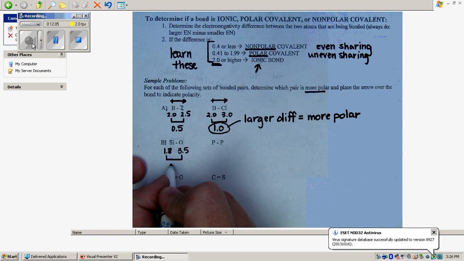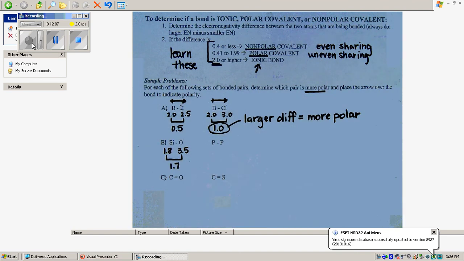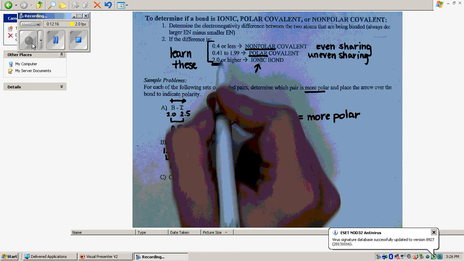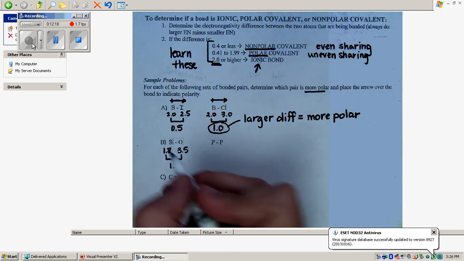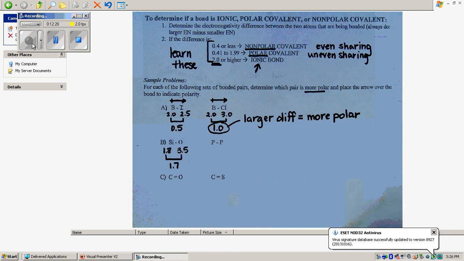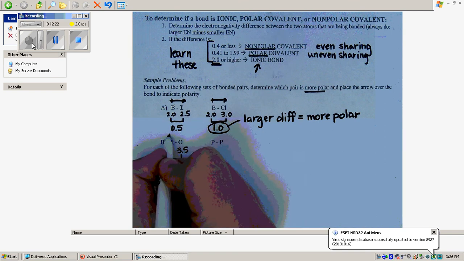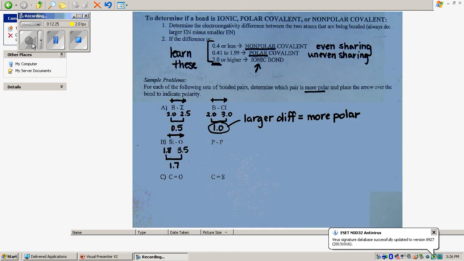Subtract those two. This is usually how I show my work. You're welcome to do it a different way if you'd like, and I do need to see the work for these. Then you get 1.7. So that one is polar. Falls into the range here of 0.4 but less than 2. So I'm going to draw an arrow, tip of the arrow over the more electronegative element. So again, it points to the right.